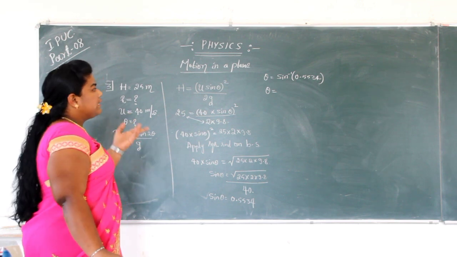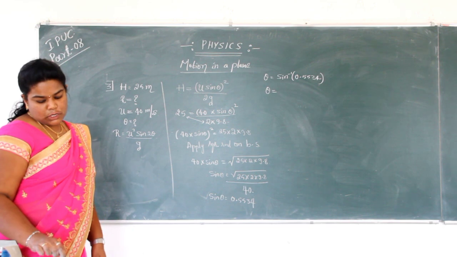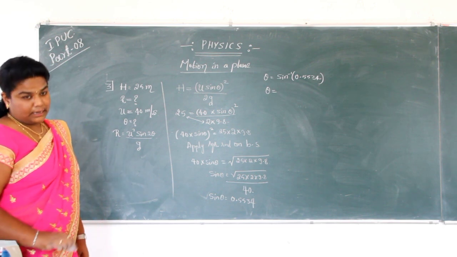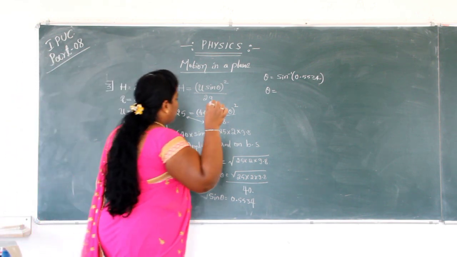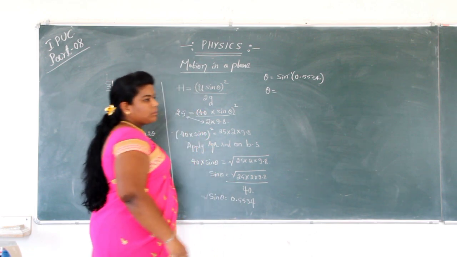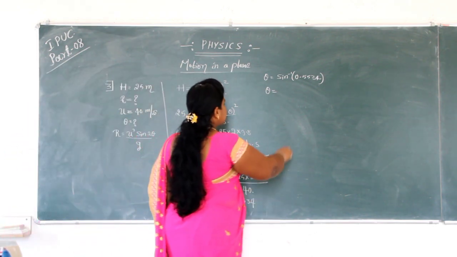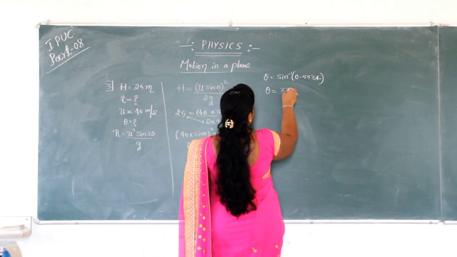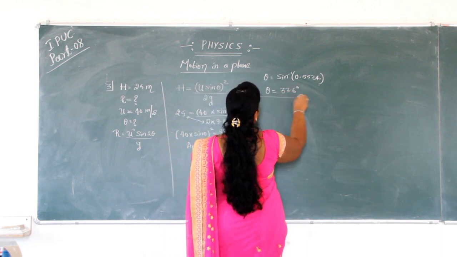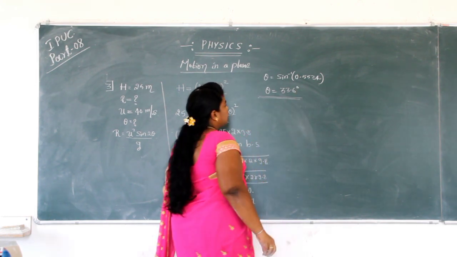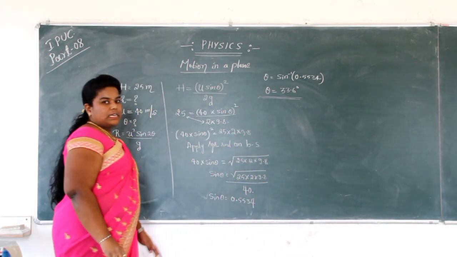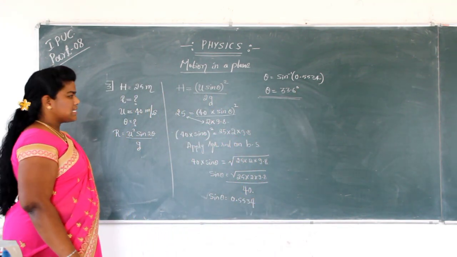So I am writing the direct value for this. If we look at the log book and calculate, the value of this turns out to be equal to 33.6 degree. So 33.6 degree. So we have got the theta value, right? I got the value of theta is equal to 33.6 degree.